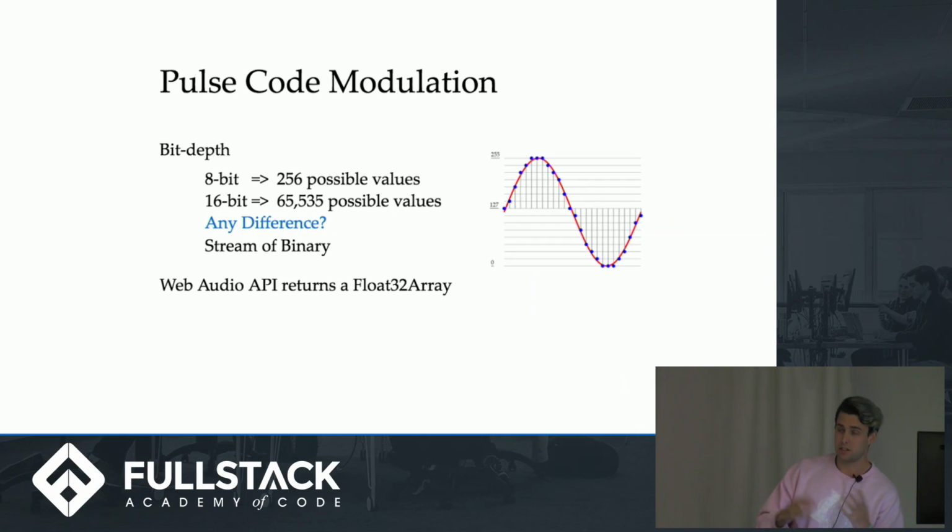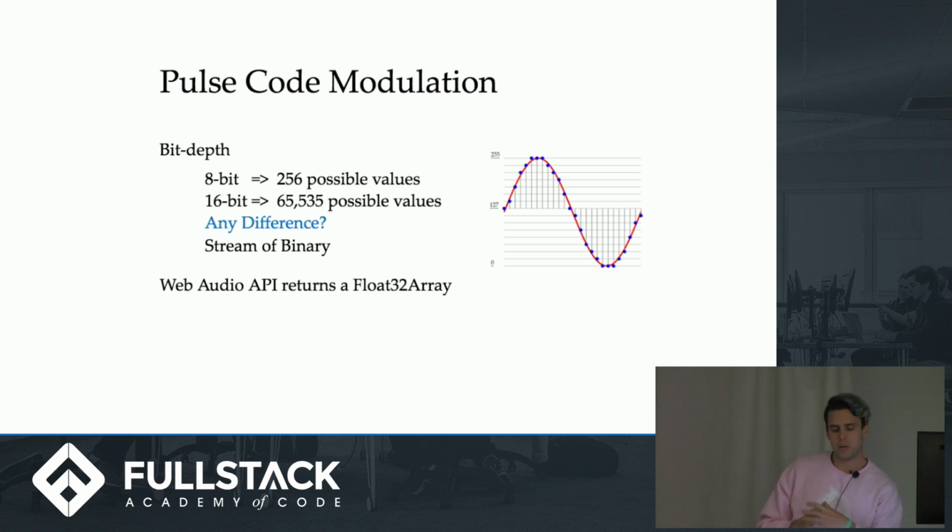This is essentially pulse code modulation. Pulse code modulation takes those number values from pulse amplitude modulation and converts them into binary, which is then a stream of binary that a computer can understand. And if you were to plot those numbers on a graph, you'd literally see a wave.